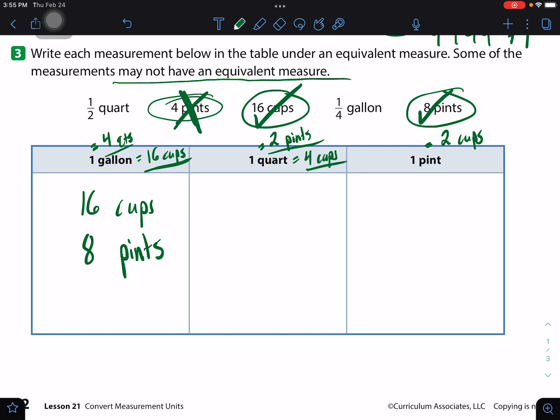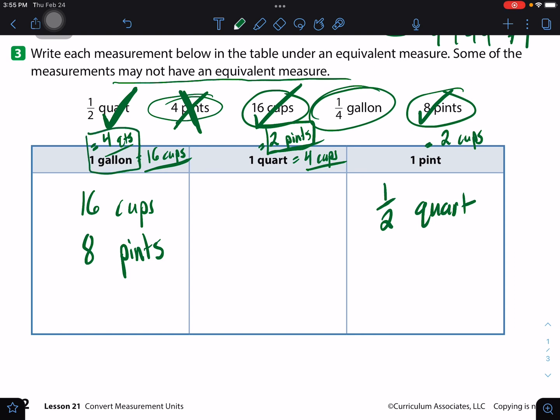Half of a quart. Well, if I have 1 quart, I know that there are 4 cups and 2 pints. Ooh, half of a quart is also the same thing as half of 2. Isn't half of 2 1? Ooh, so 1 pint is equivalent to half of a quart. So that one is used. Let's look at the last one here. 1/4 of a gallon. Well, I know that there are 4 quarts in a gallon. 1/4 of 4 is 1. 1 quart is the same thing as 1/4 of a gallon.